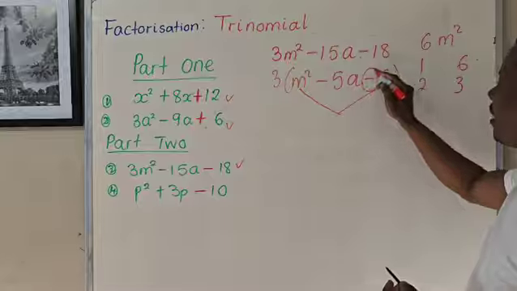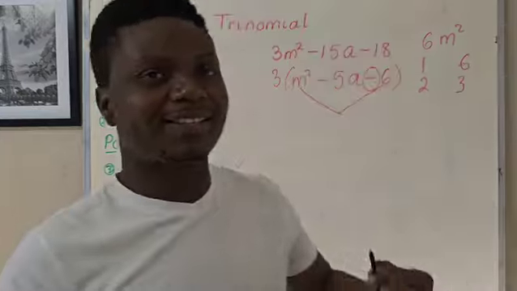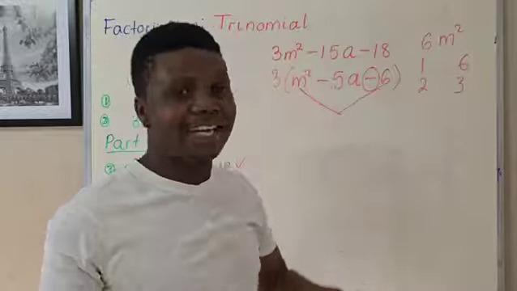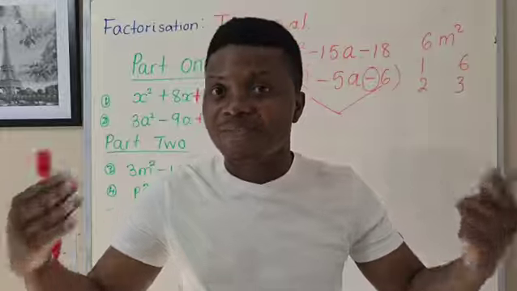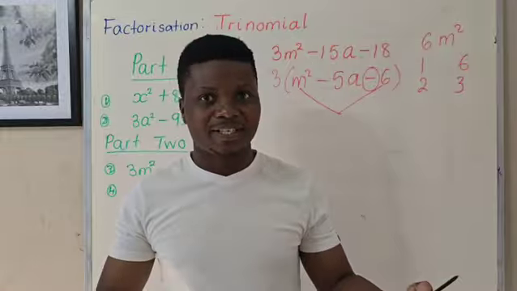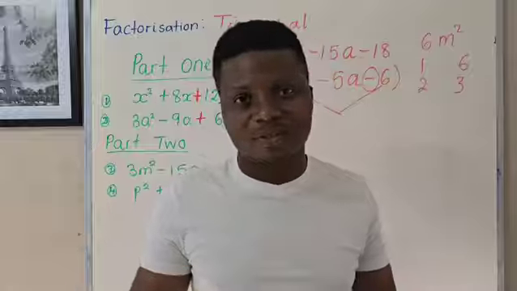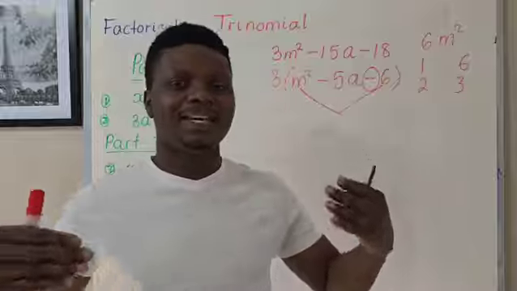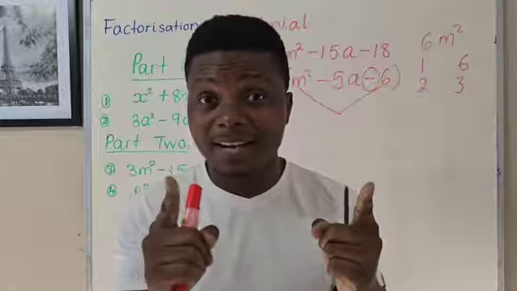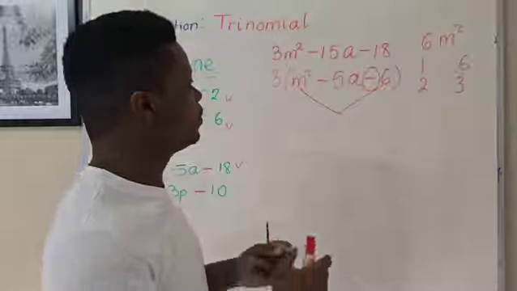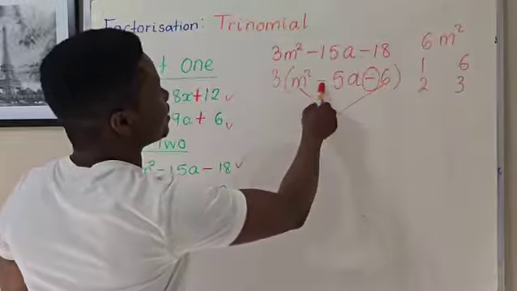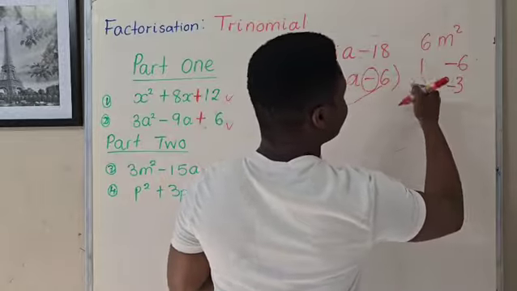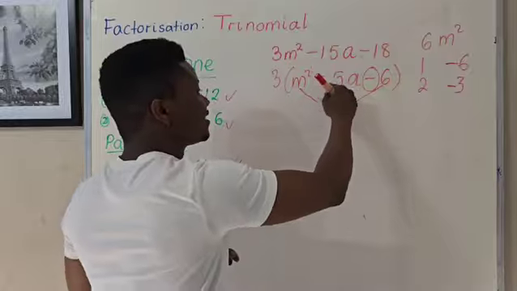And now this is where it matters. What does it mean when the sign of the last term is a negative? It says signs will be different. That means the one is going to be a positive, the other one is going to be a negative. But we don't know who's going to adopt the positive or negative. So it says signs will be different, but the bigger factor takes the sign of the middle term. My sign of the middle term in this case happens to be negative. So of the factors, 6 is bigger than 1, 3 is bigger than 2. The bigger factor takes the sign of the middle term.